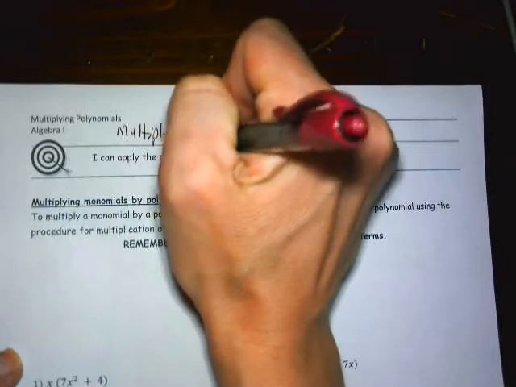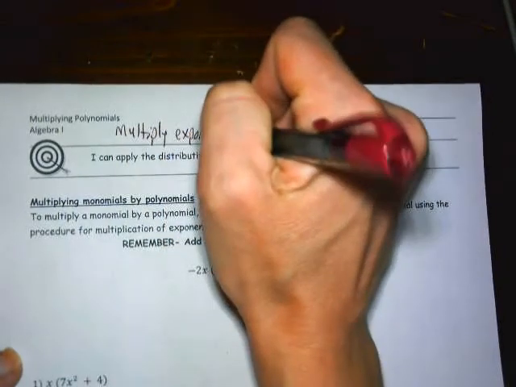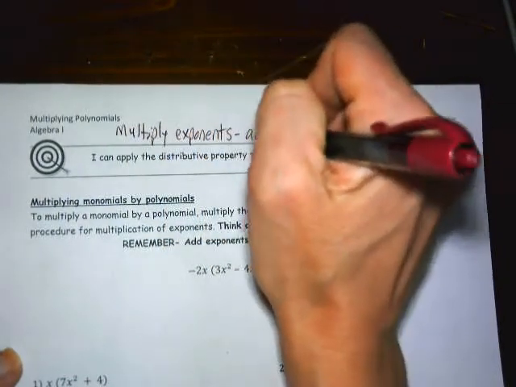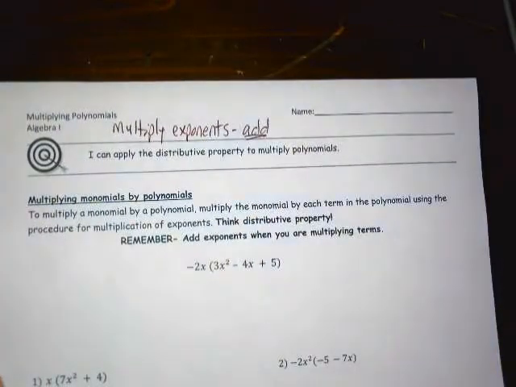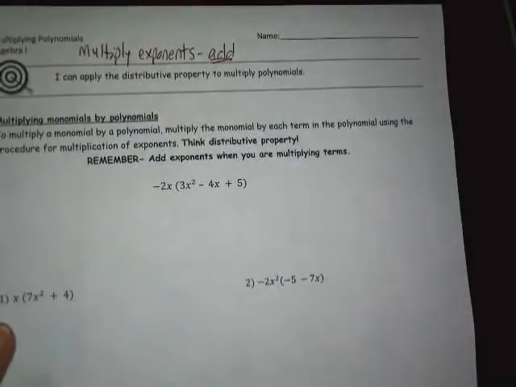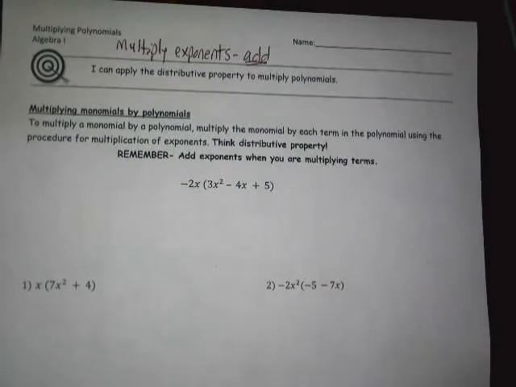We are going to add them. So when we are multiplying, we add the exponents. We are going to distribute.